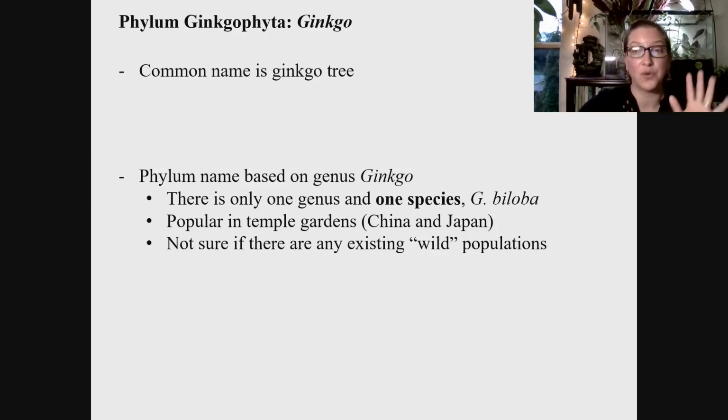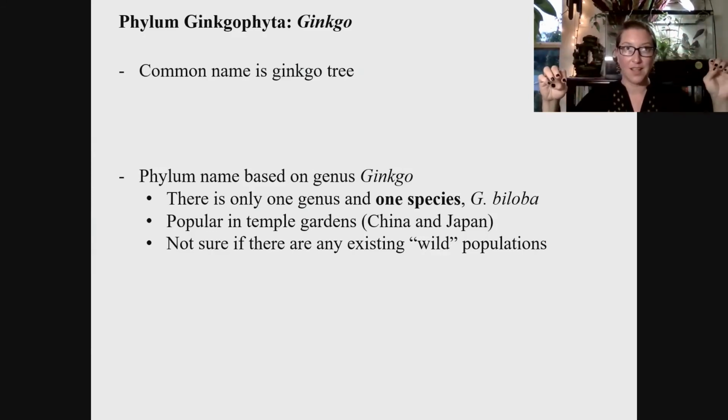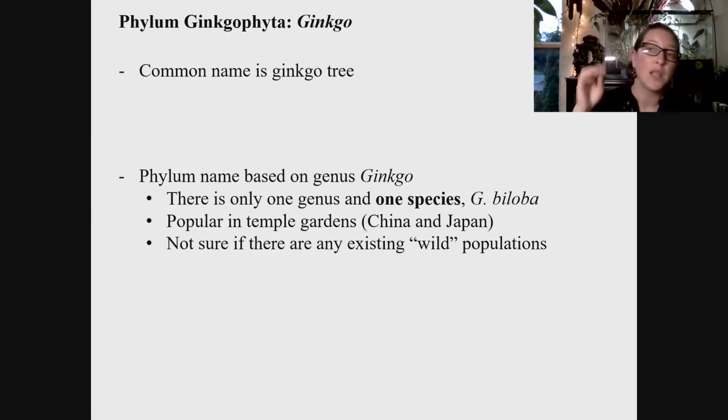Interestingly, you have this whole phylum of plants, and in that whole phylum there's only one genus and only one species. So there's only one member of ginkgo left, and it's Ginkgo biloba, but ginkgo is fine for us. Very popular in temple gardens, and although it's a very common street tree and planted in gardens, we are not really sure if there are any remaining wild populations. It's planted all over the world, but I don't think there are any wild populations left, just cultivated.